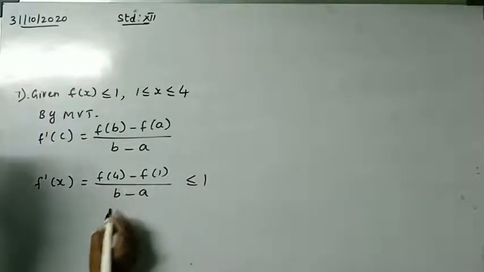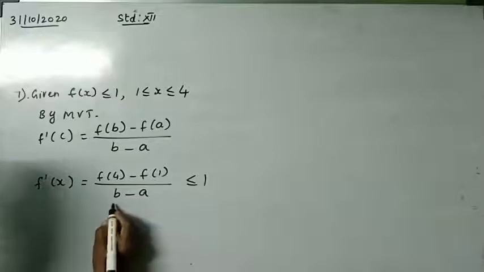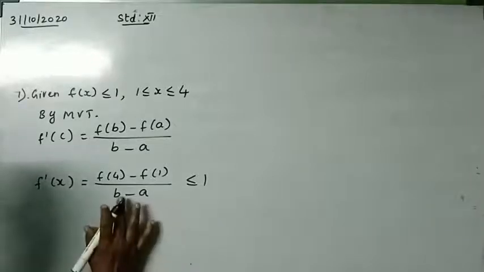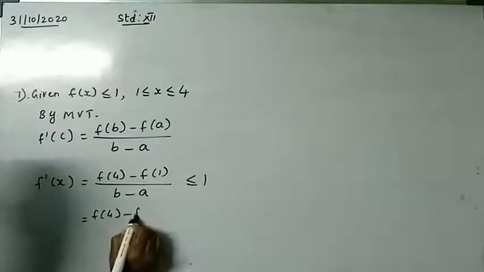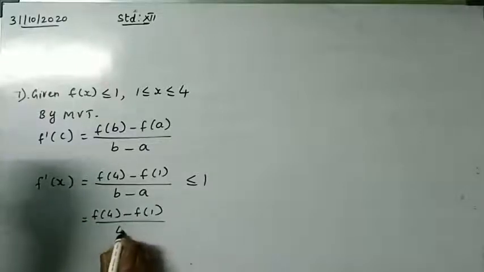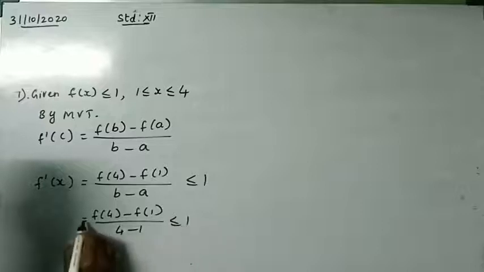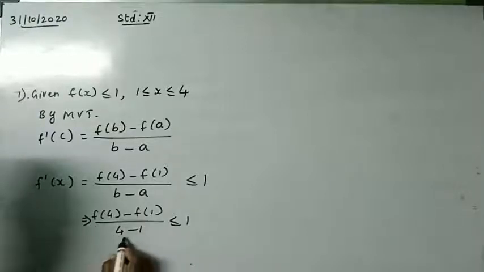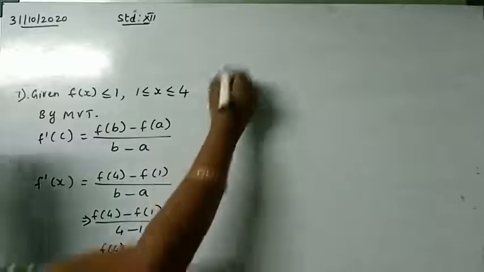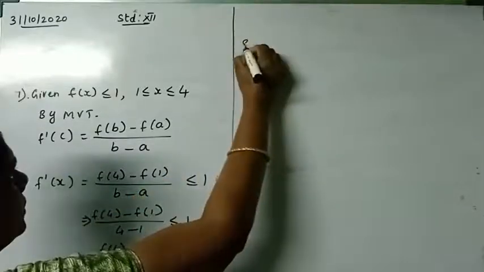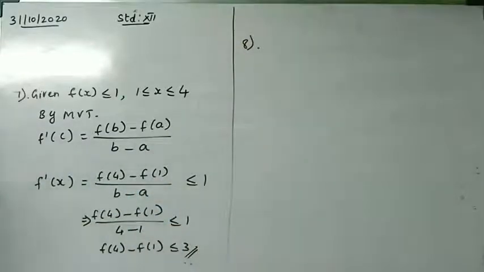Now what is b and what is a? Let me substitute here: f of 4 minus f of 1 divided by 4 minus 1 is less than or equal to 1. So it is 3. So f of 4 minus f of 1 is less than or equal to 3. Hence proved. So that is what was to be proved. Now go to the 8th question.